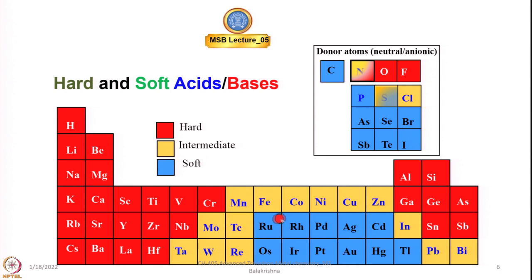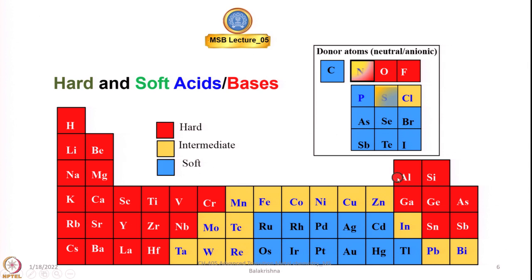In case of donor atoms, those in blue color are soft bases, I would say carbon, phosphorus, arsenic, antimony, selenium, tellurium, bromine and iodine. Whereas nitrogen and sulfur have partial, that is intermediate, character. Chlorine is also intermediate in nature, whereas oxygen and fluorine are hard bases.